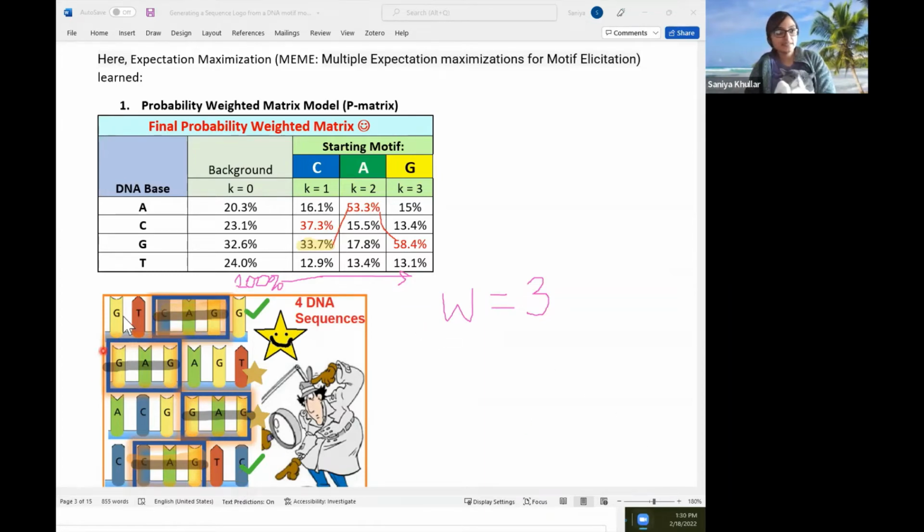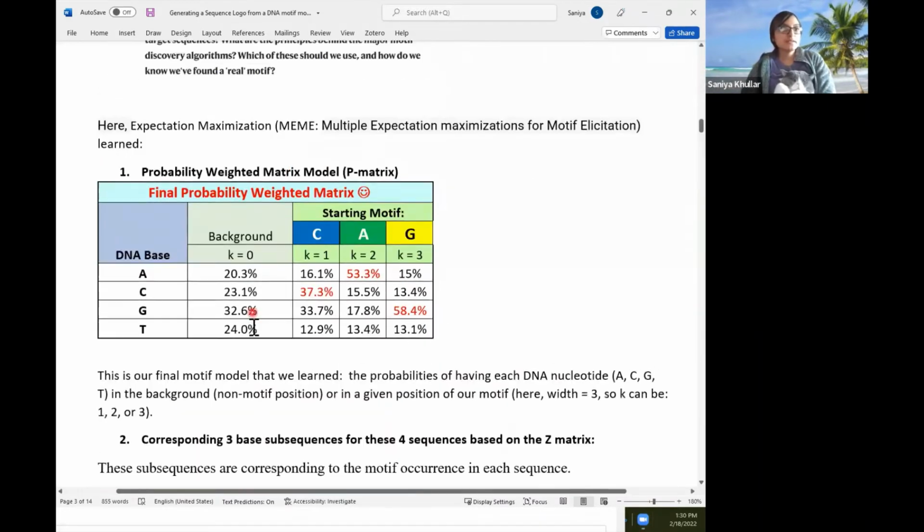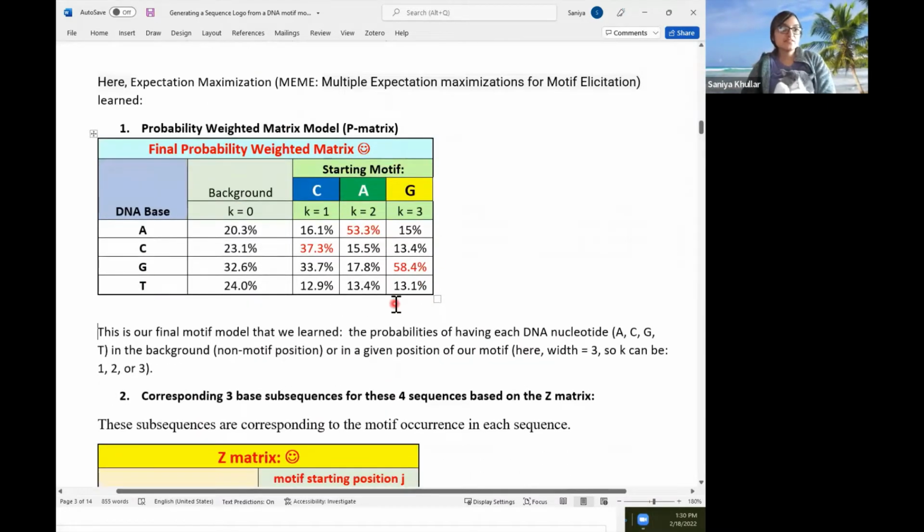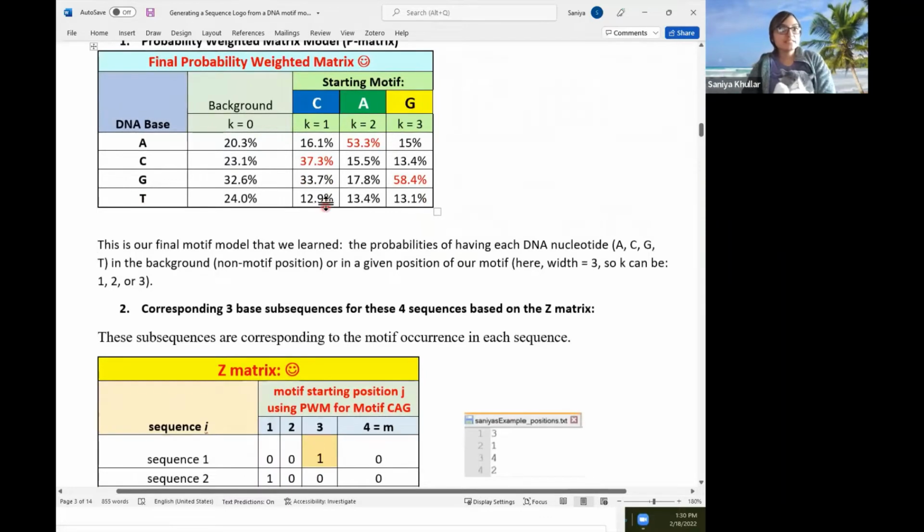Like there's a T here and a T here and a T here. There is a distribution, but G is kind of prevalent in the background. So I just wanted to motivate that. So this probability weighted matrix is a final motif model that we learned. The probabilities of having each DNA nucleotide, A, adenine, cytosine, guanine, or thymine, at a particular position of our motif.